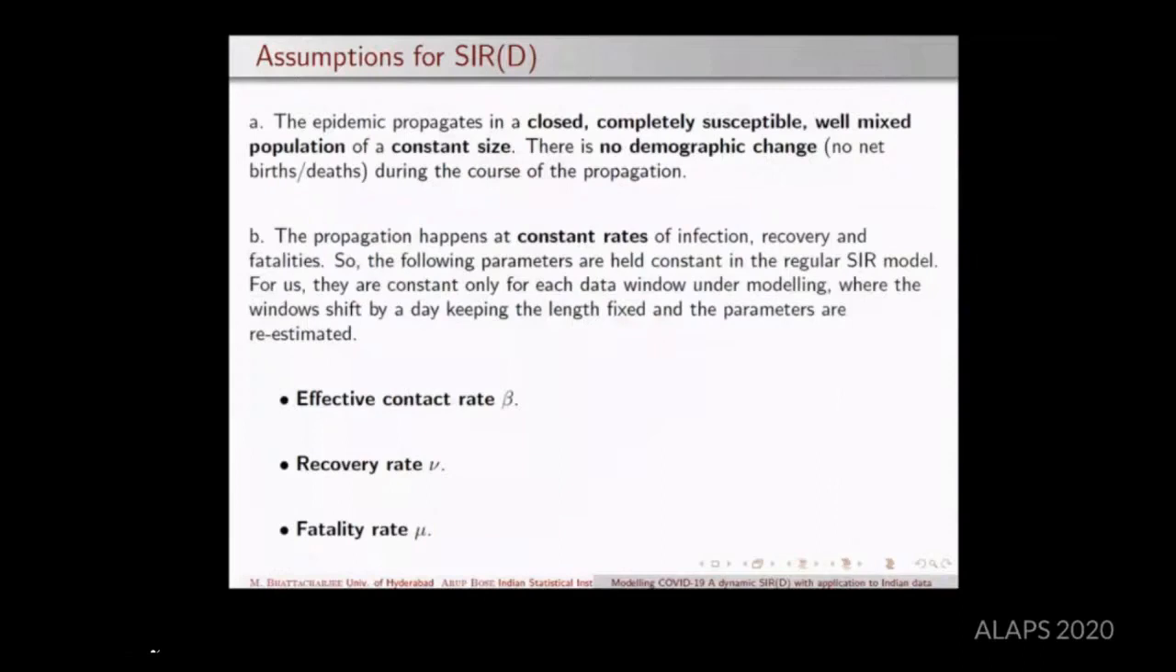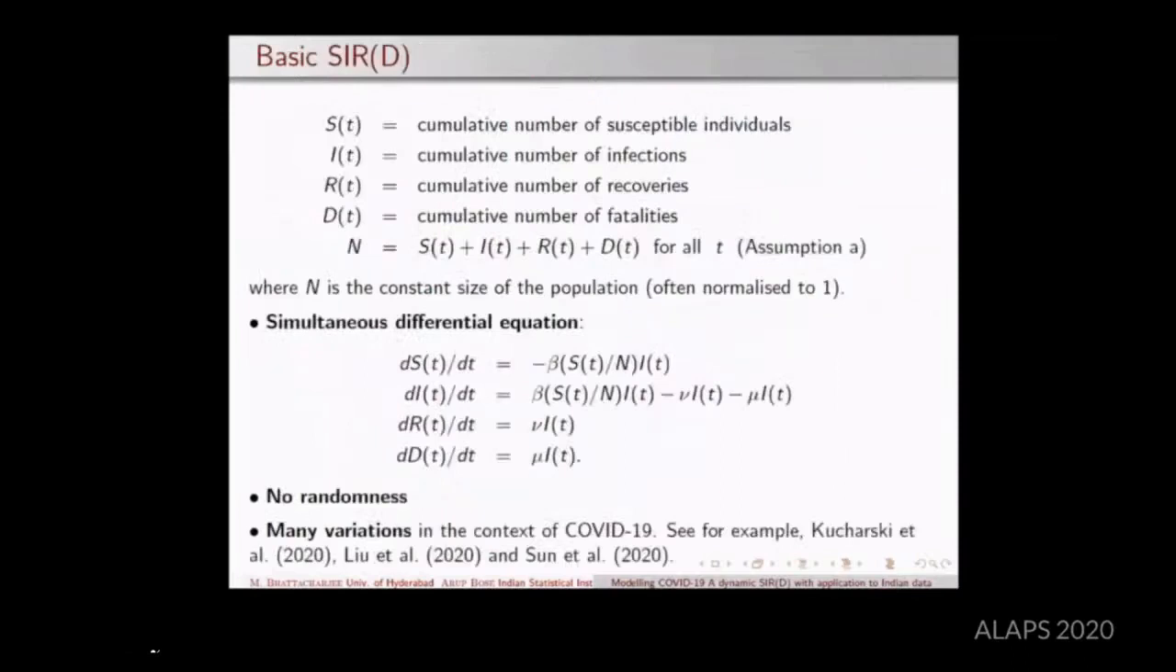So the effective contact rate will be beta, the recovery rate will be nu, and the fatality rate will be mu. So these are the three basic parameters of the SIRD model. S, I, R will be the cumulative counts for the susceptible, infected, and recovered, and D will be the fatalities. N is the total number of individuals. Usually it is normalized to one by dividing by the total. So that's how it's formulated. And the SIRD model assumes that these sequences or functions satisfy the following simultaneous differential equations. And of course, there's no randomness in this model. As you can see, it's a deterministic model.